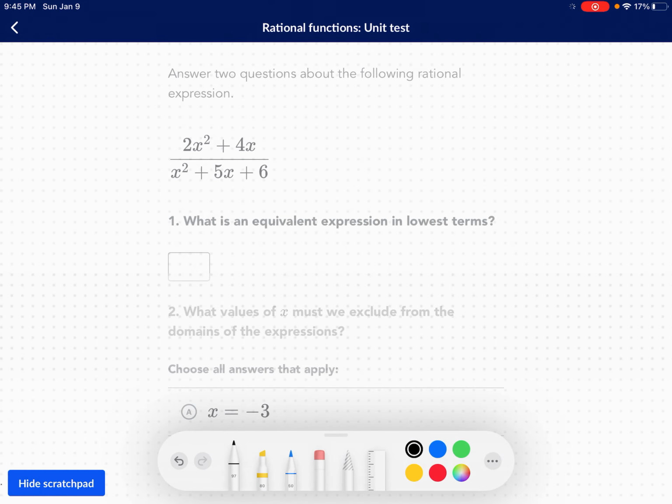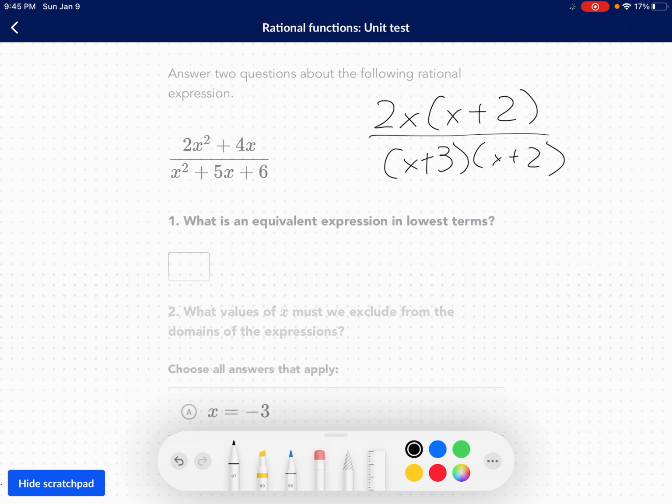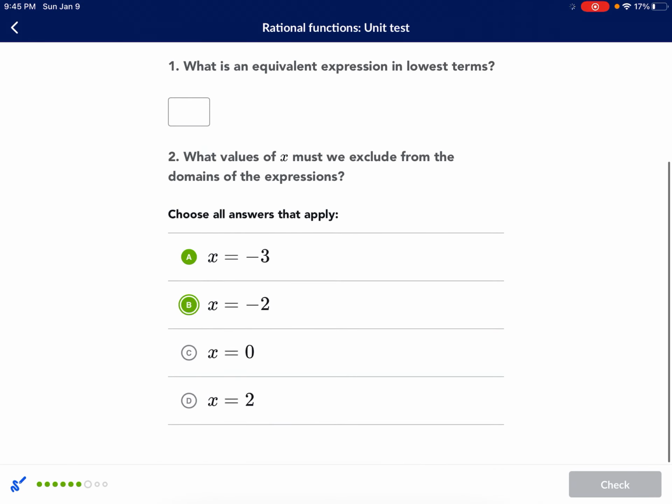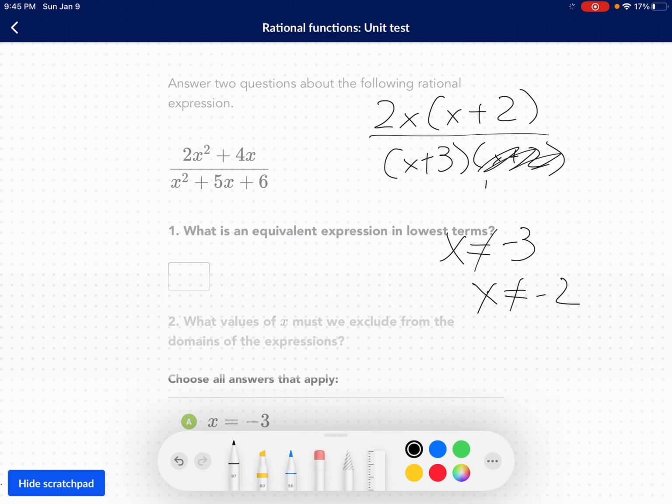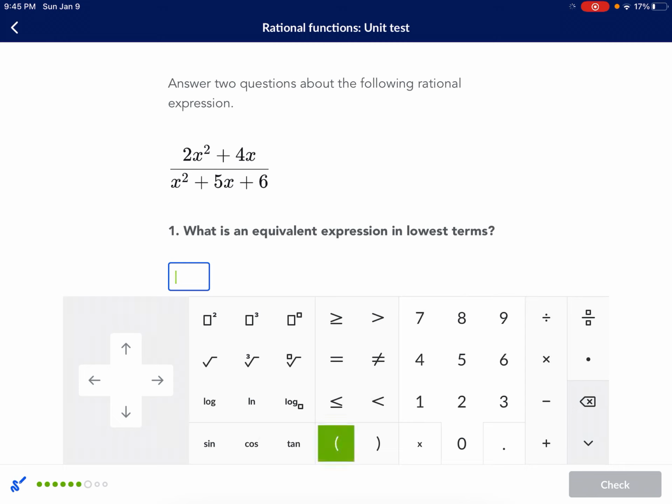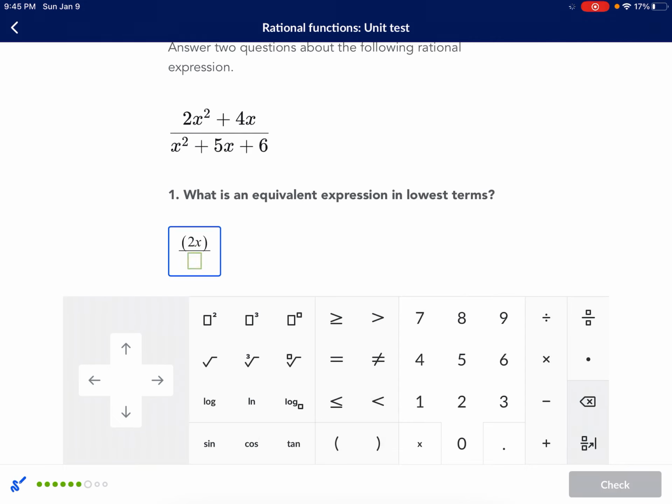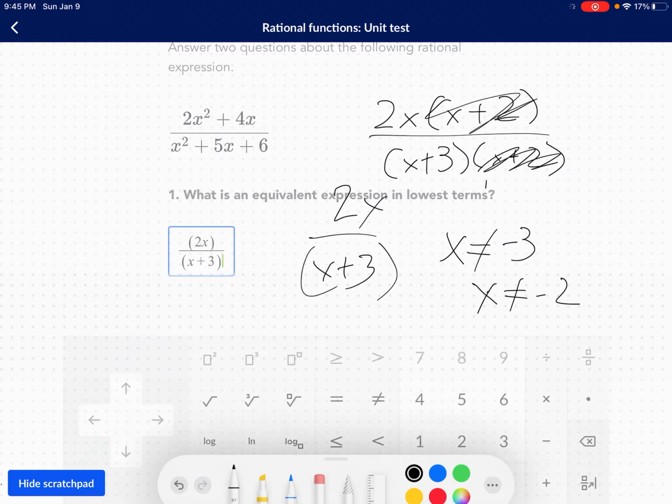Okay, so you factor both the numerator and the denominator. You get x plus 3, x plus 2, I believe. And so x can't be equal to negative 3 because of this term, and x can't be equal to negative 2 because of this term. So negative 3 and negative 2 are out of the solution. So you solve, you get 2x over x plus 3.